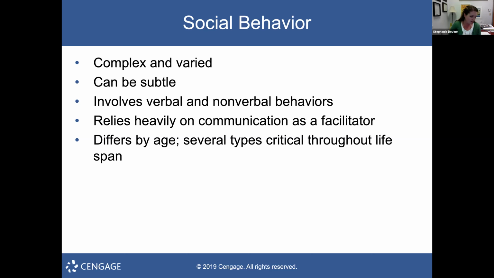It does differ by age. There are several types that are critical throughout the lifespan when it comes to social behavior. People in general are expected to initiate and respond to interactions with others. They're expected to take turns. They're expected to understand subtle social cues, be aware of another person's point of view and perspective, and be able to engage in conversations and activities based on shared interests. So there's a lot going on there.